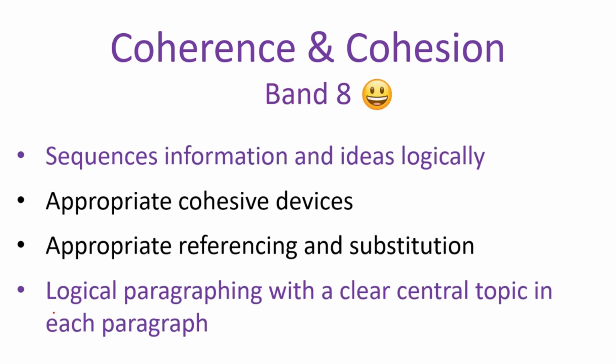So we want to flip these things. We want to get a band 8 in coherence and cohesion. And so these are the things we need to do. We need to sequence our information and ideas logically. We need to use appropriate cohesive devices. We need to use appropriate referencing and substitution. And we need logical paragraphing with a clear central topic in each paragraph.